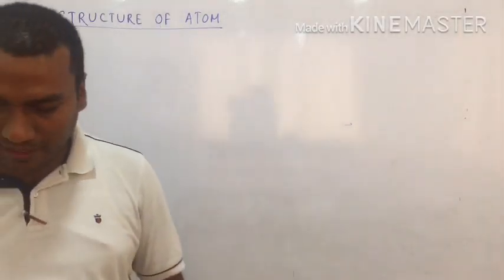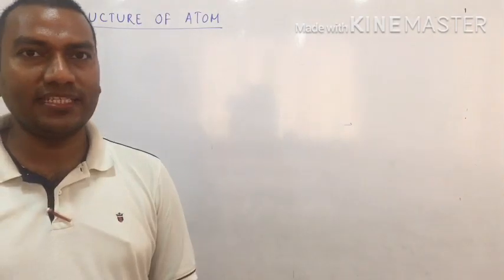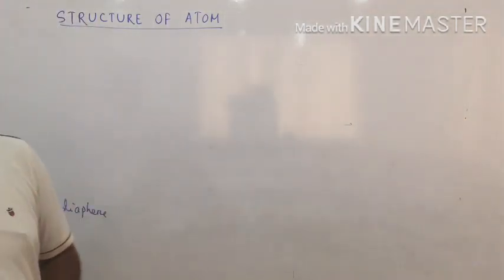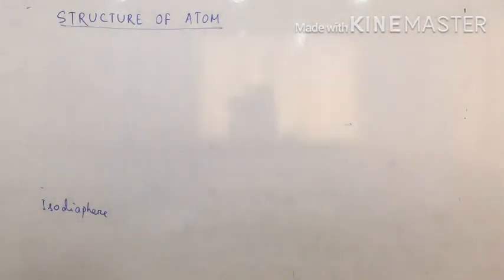So isodiapher means the nuclides having the same difference of neutron and proton. The nuclides having the same neutron and proton difference are called isodiapher.